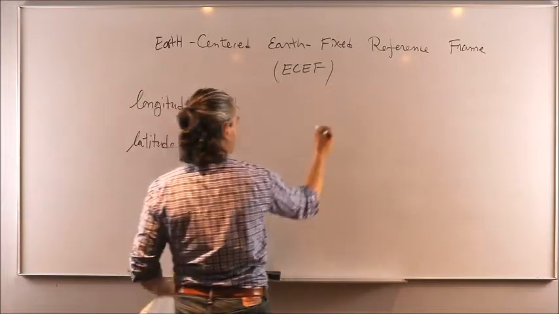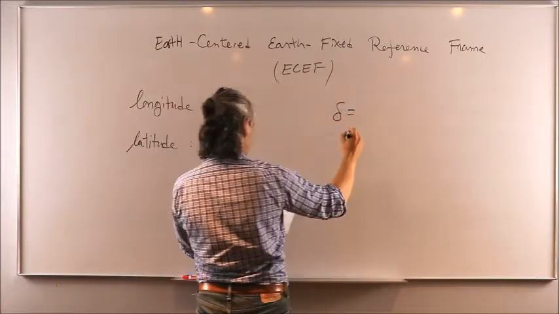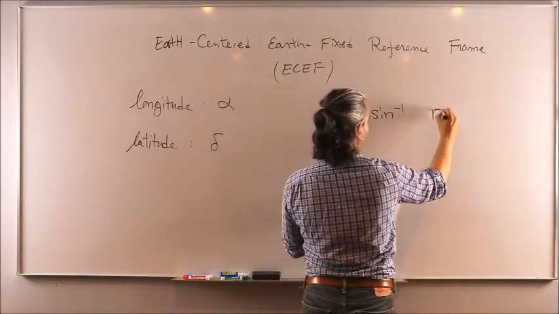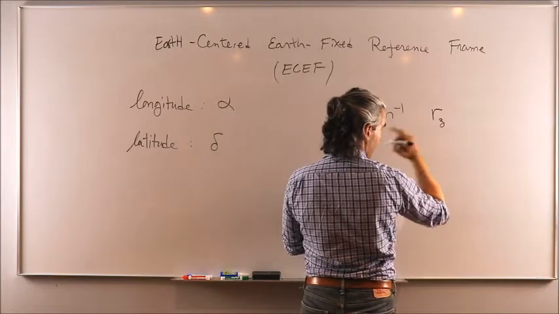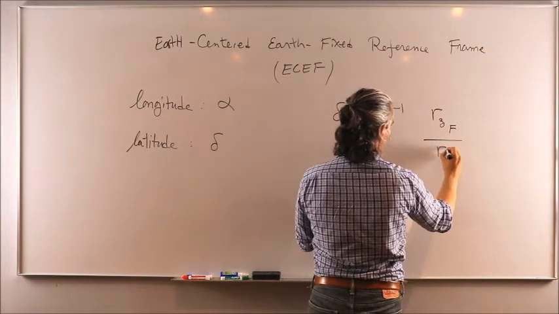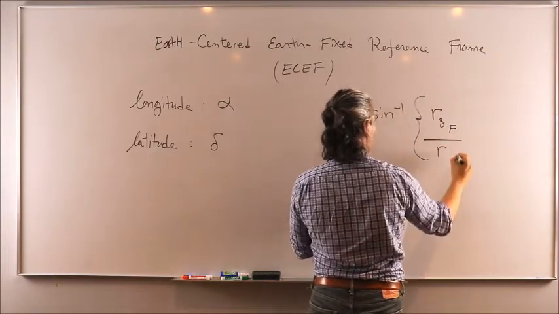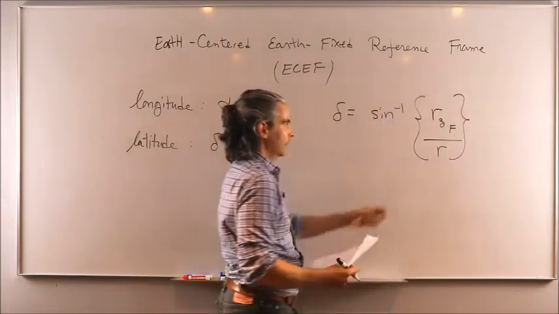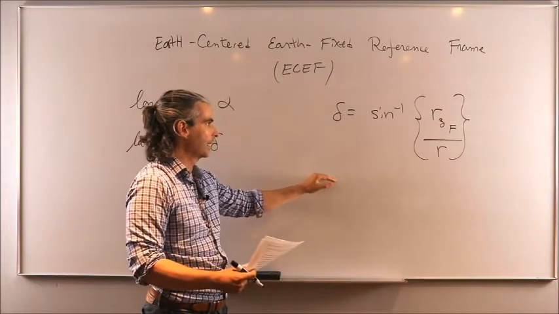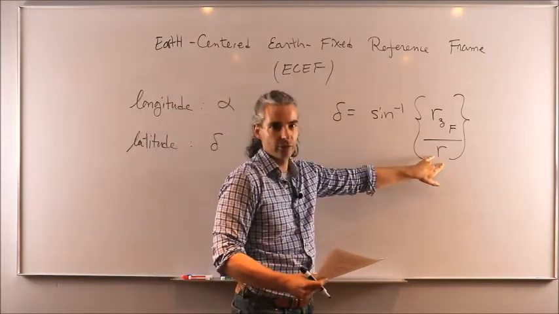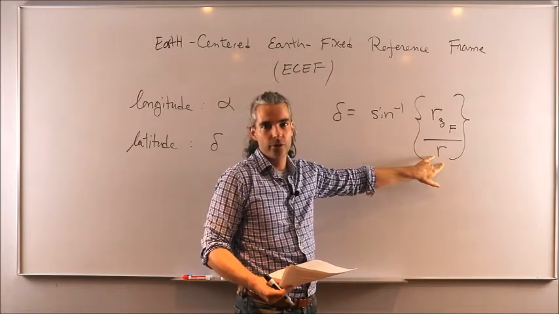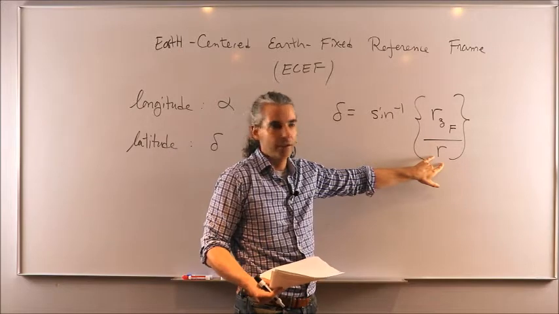So to calculate the latitude delta, you're going to say that this is arc sine of the z component of the position vector in ECEF over the norm of your position vector, calculated either using the ECI XYZ components or the ECF XYZ components. The length of that position vector is not related to any reference frame. Just use what you have available to you to calculate it.